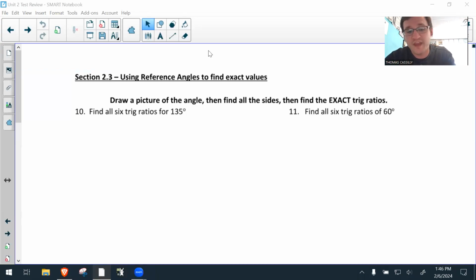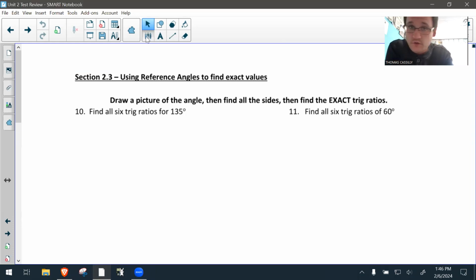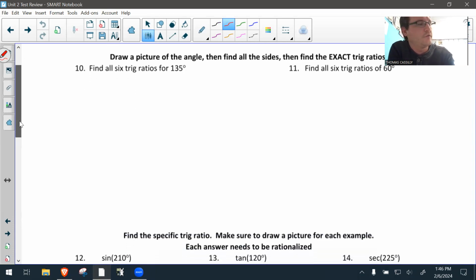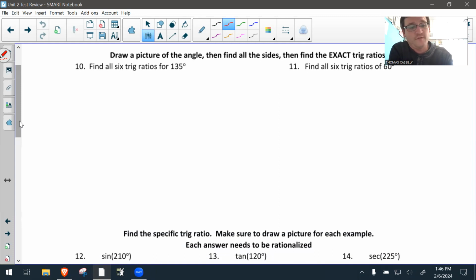Unit 2, page 3, for your test review. Page 3 covers section 2.3, which was all about using reference angles to find those exact values on the trig functions.